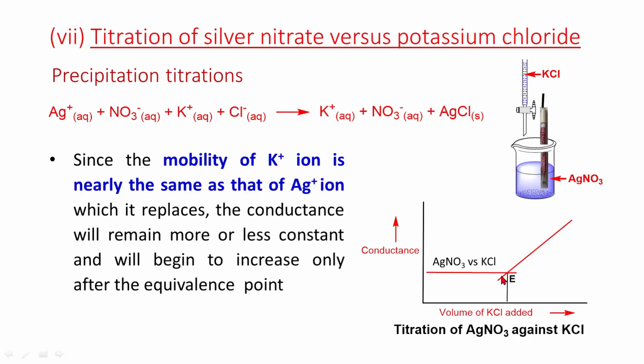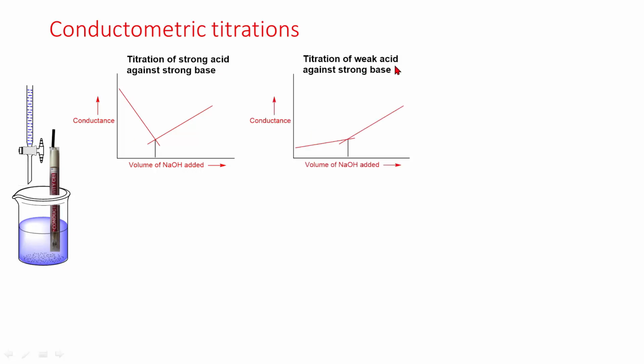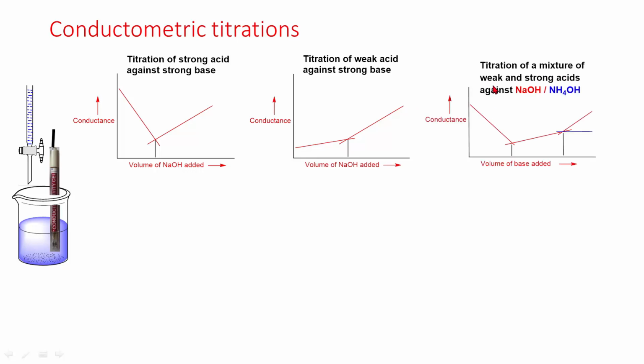This line corresponds to conductance due to silver nitrate versus KCl. This line corresponds to conductance due to KCl. We have seen various patterns are obtained. This is when we take strong acid against strong base. This is titration of weak acid against strong base. This is titration of a mixture of weak and strong acids against sodium hydroxide.